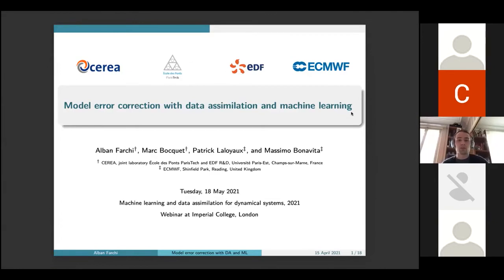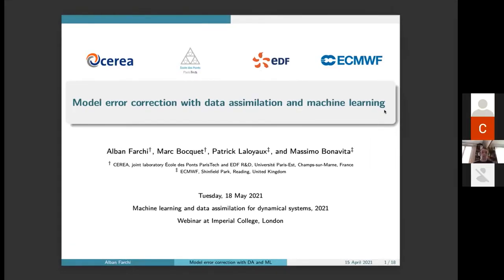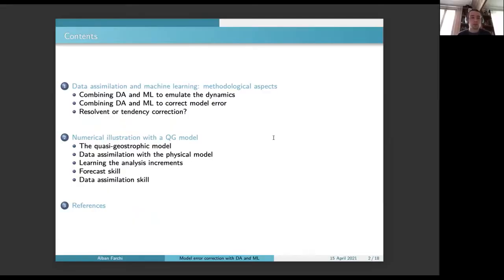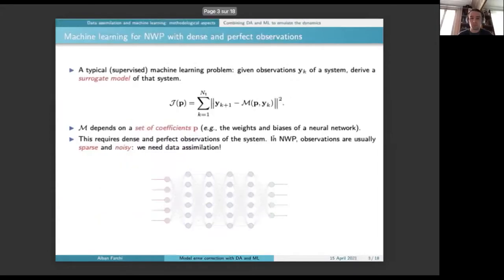And today I will present you our collaboration with ECMWF on the topic of model error correction with both data assimilation and machine learning. So I will start this presentation with a short methodological introduction. And then I will show you a numerical illustration with a 2D QG model.